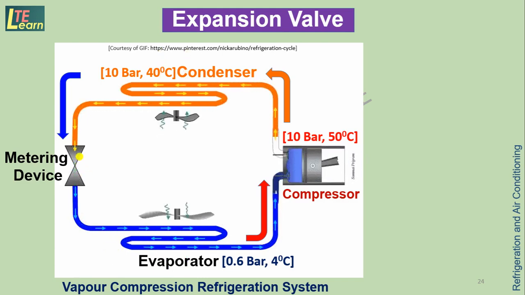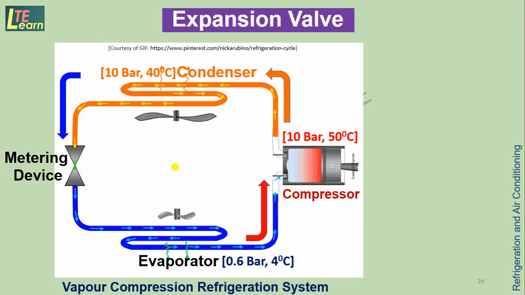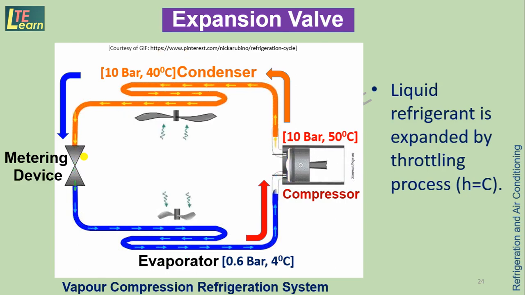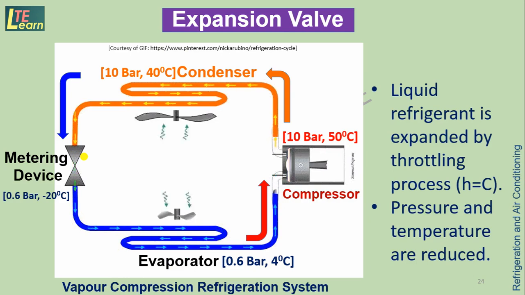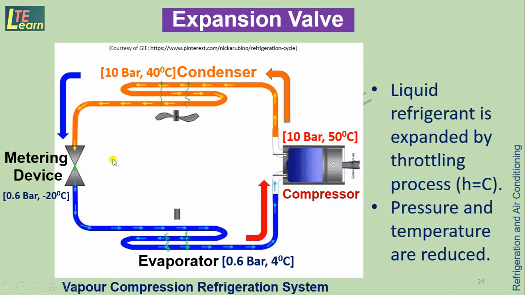In this case, this is a capillary tube like structure. So here, as the refrigerant is passing through a small diameter tube, high resistance is offered to the refrigerant by the tube surface. Thus, temperature and pressure of the liquid refrigerant are reduced a lot. Now, this process is a throttling process, means in this case there is no heat exchange between the system and surrounding, so enthalpy remains constant.